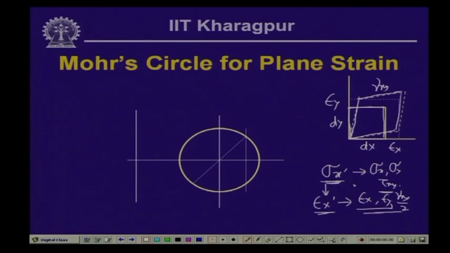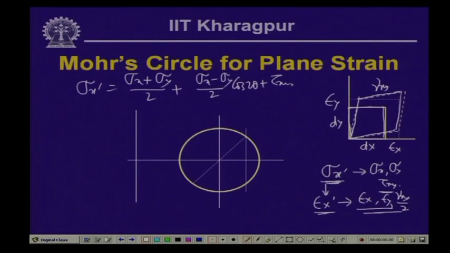sigma x dash is equals to sigma x plus sigma y by 2 plus sigma x minus sigma y by 2 cos 2 theta plus tau xy sin 2 theta.